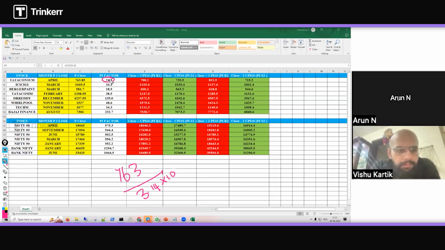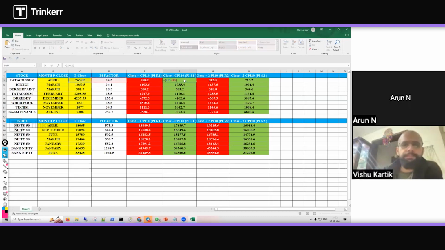Now very simple. Take this 24 and add it to the close. You can see all the formulas here. You are just adding this 24 to the close, and you have the pi first resistance. So basically, you take the previous month close, divide it by 31.4, and you have the pi factor. You add the pi factor to the close, and you have the pi first resistance. When you subtract this 24, the pi factor, from the close, you have the pi support. So here, previous close minus pi factor is the first support.